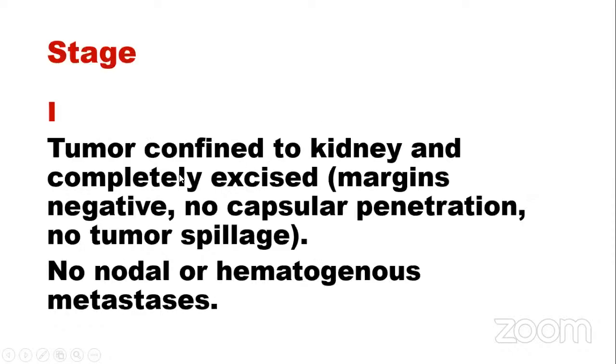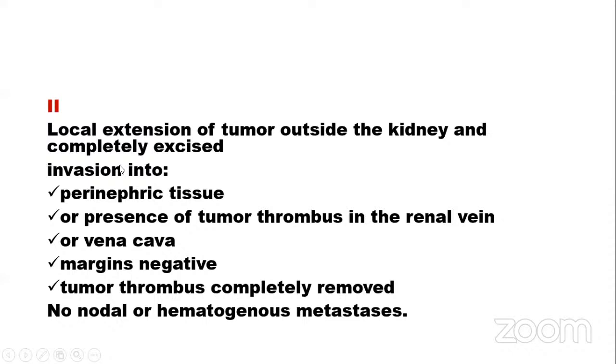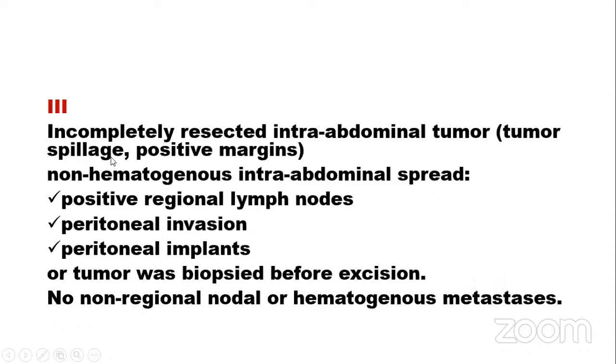Here we have the tumor in stage 1, localized to the kidney and completely excised. Here it invades the perinephric tissue or there is a thrombus in the vena cava or renal vein, with negative margins as in stage 1, and no nodal or hematogenous spread.